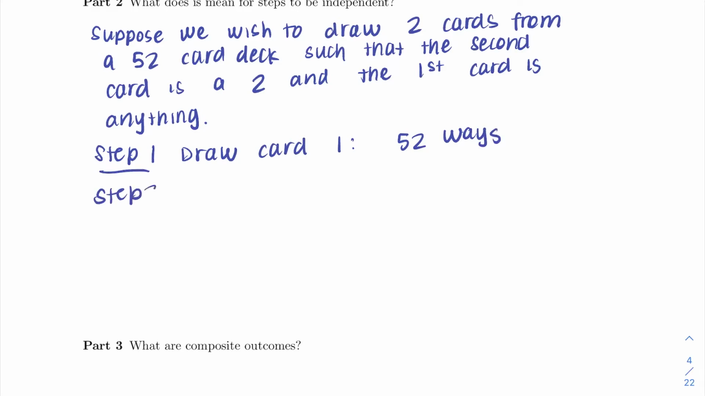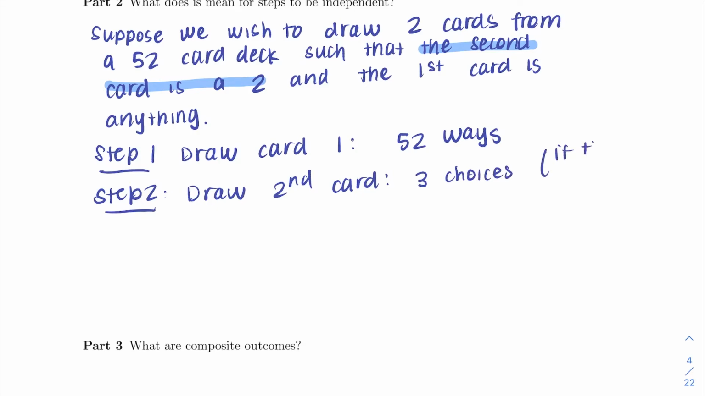Now, step 2, draw the second card. Well, this is a little bit more tricky. I need to draw a 2. Remember, that was our stipulation. The second card is a 2. Well, here's the problem. Suppose the first card I drew was a 2. Well, then there's 3 choices if the first card was a 2, because a deck of cards has 4 2s in it.